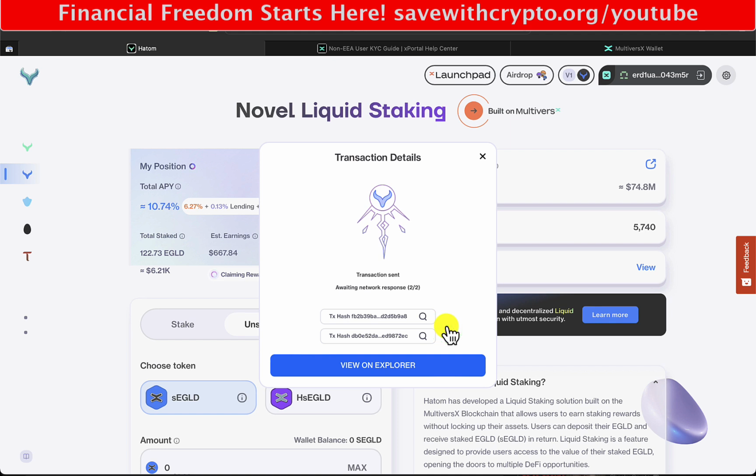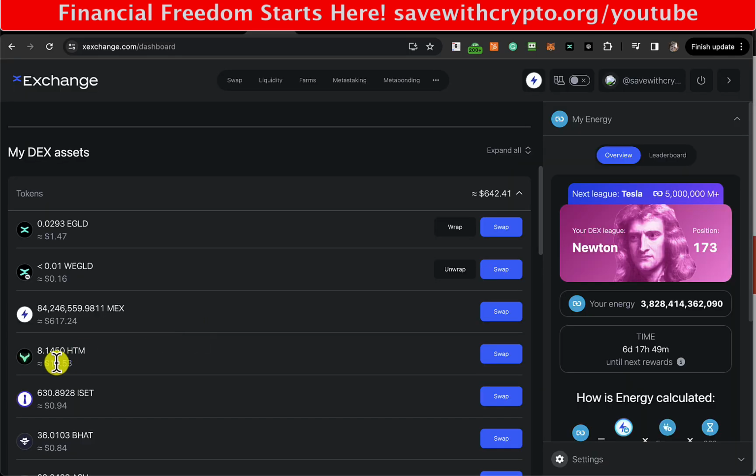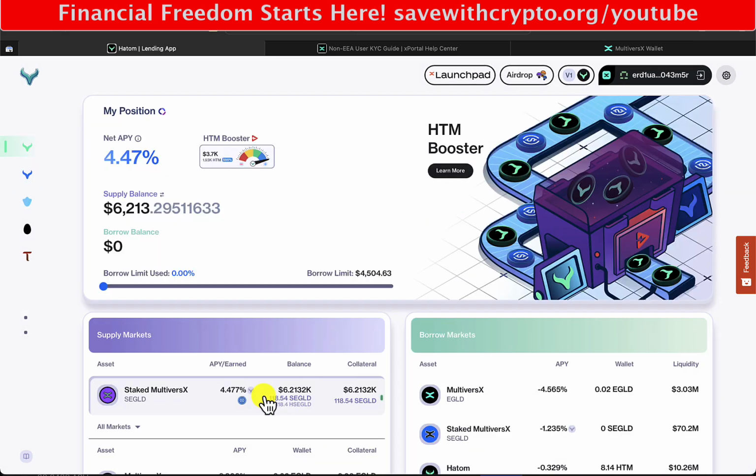Now I'm assuming this will just end up in my regular wallet. So $7.99 Hatom. Okay, so I assume it's that there, isn't it? Okay, well that's good. You know, it earns money in the form of Hatom. That's good. Obviously that's going to be more when I've got that added as collateral. Yeah, it's quite complicated, all this.